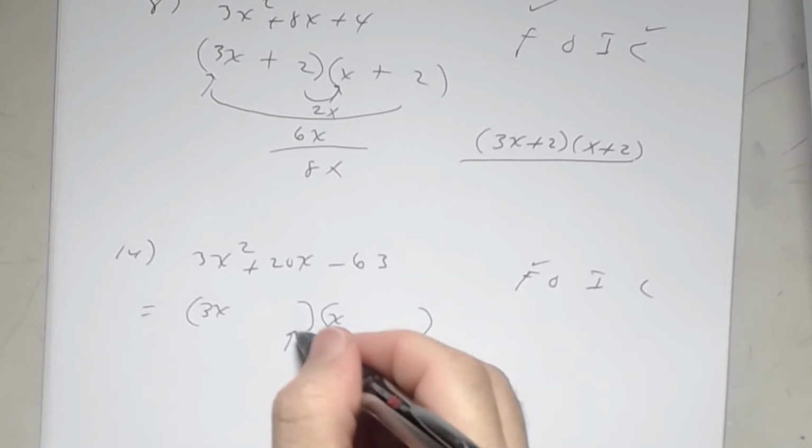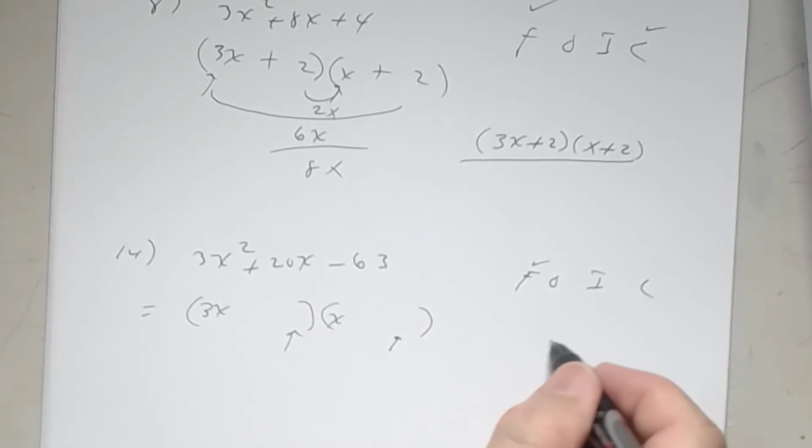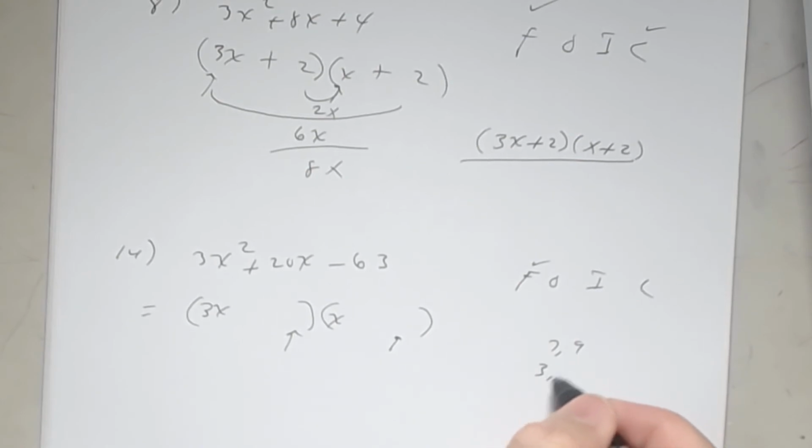Right here. So what times what is 63? 7 and 9. 7 and 9 is a possibility. 3 and 21 is a possibility. 63 and 1, that's about it, right? Yes, sir. That's it. Okay. So what do you want to try first? 9 and 7? All right.